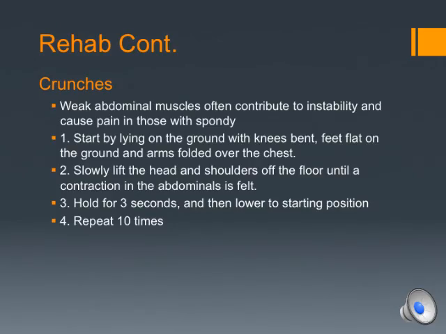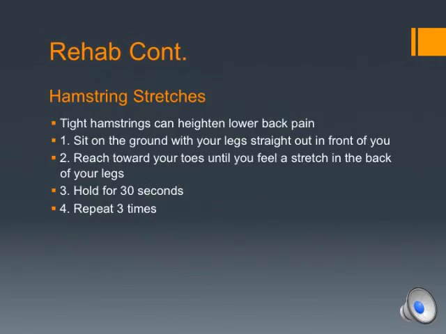Another exercise prescribed is just the common crunch. Weak abdominal muscles often contribute to instability and cause pain in those with spondy. You're going to want to start by laying on the ground with your knees bent, your feet flat on the floor, and arms folded over your chest. Slowly lift the head and shoulders off the floor until a contraction in your abdominals is felt. You're going to want to hold that contraction for 3 seconds and then lower back to your starting position. And then once again, repeat up to 10 times.